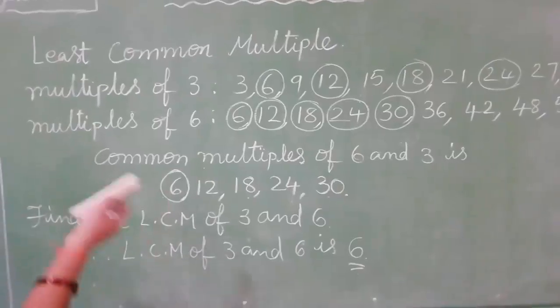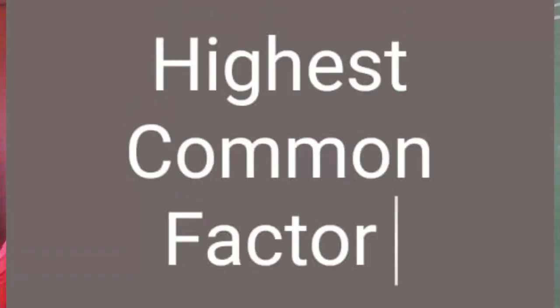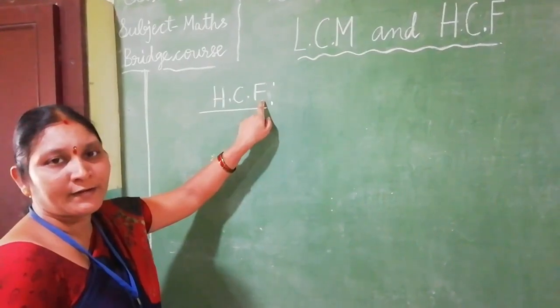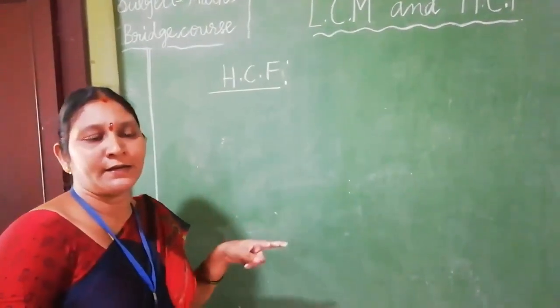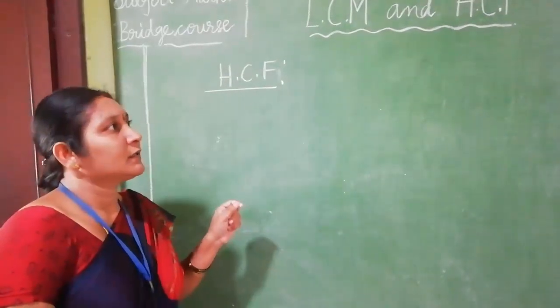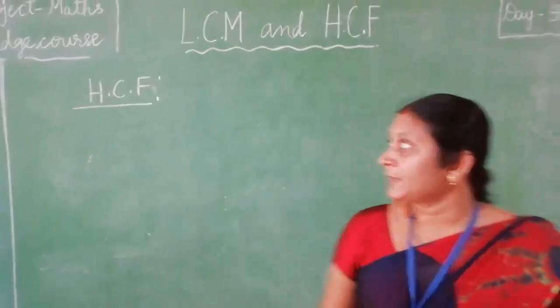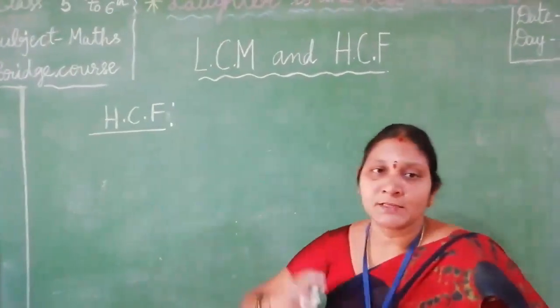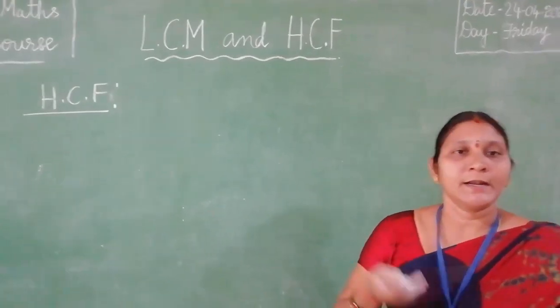Next I told HCF. The full form of HCF is highest common factor. H means highest, C means common, F means factor, highest common factor. Do you know children what is a factor? Yes, a number that exactly divides the given number is called a factor. For example, every number has how many factors? 2 factors. Every number has 2 factors, 1 and the number itself.